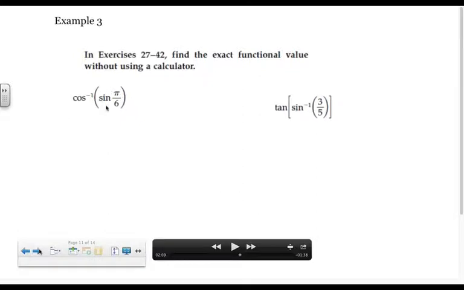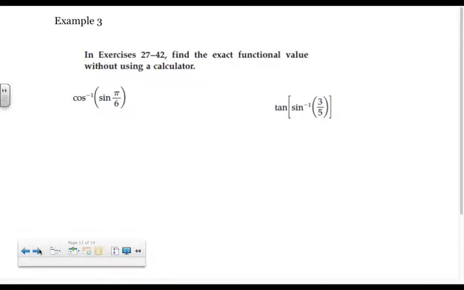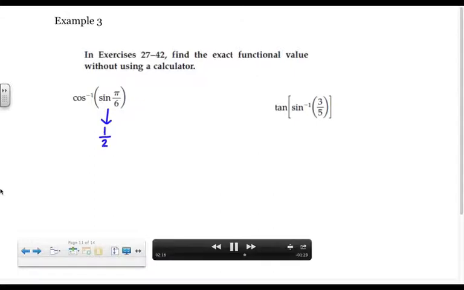Keep in mind your boundaries. So the first one, we're going to find the sine of pi over 6, and then we're going to take the inverse of that. So the sine of pi over 6, you remember, is 1/2, unit circle. Now the cosine of what equals 1/2? Again, look in your unit circle, and that would be pi over 3. This one's an easy one. This one's a little trickier.